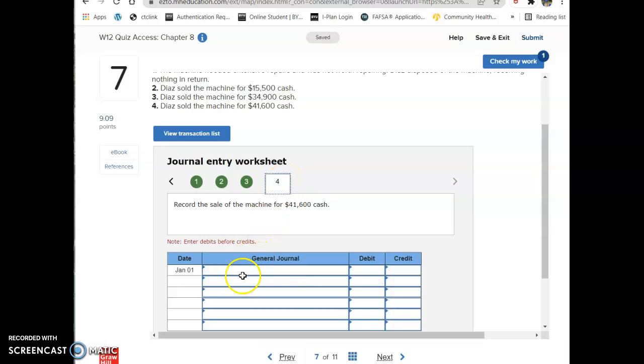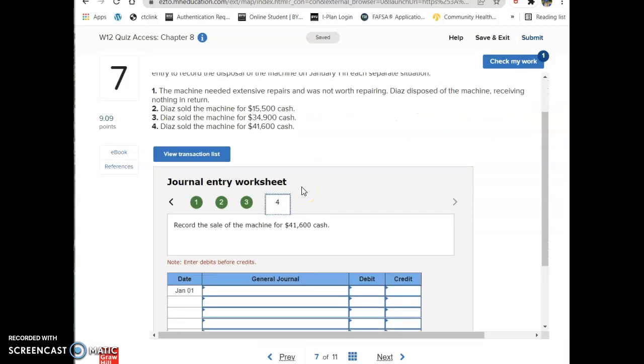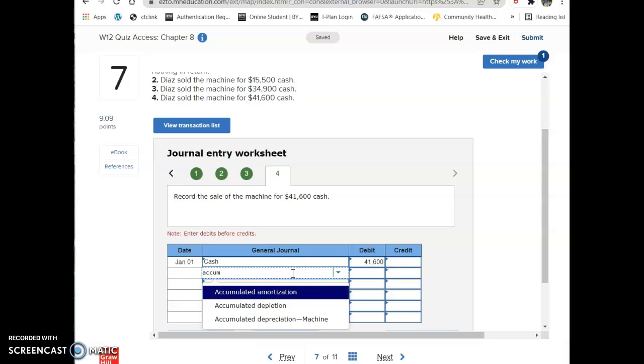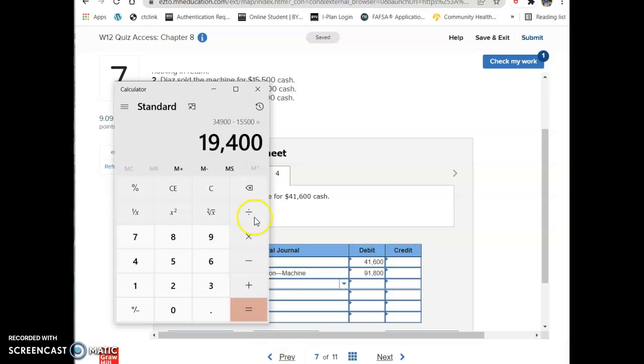Let's see, just want to make sure. And then, so the final scenario, we're receiving 41,600. So this one will be a gain on sale, right? Because the book value is the 34,900 and we're receiving 41,600 for the machine in cash. So first we can debit the cash for the 41,600 and then we can debit the accumulated depreciation for the machine to be 91,800, and then we're gonna have a gain on the sale.